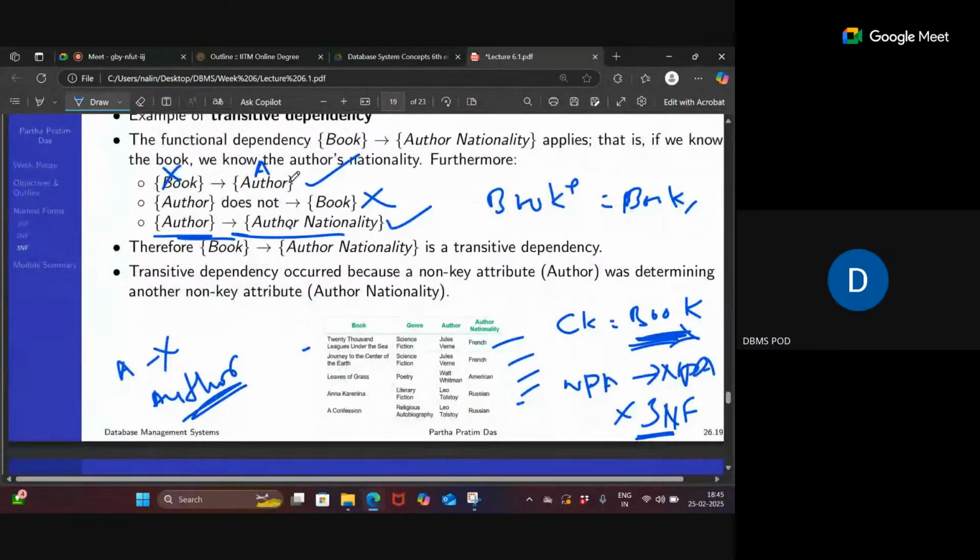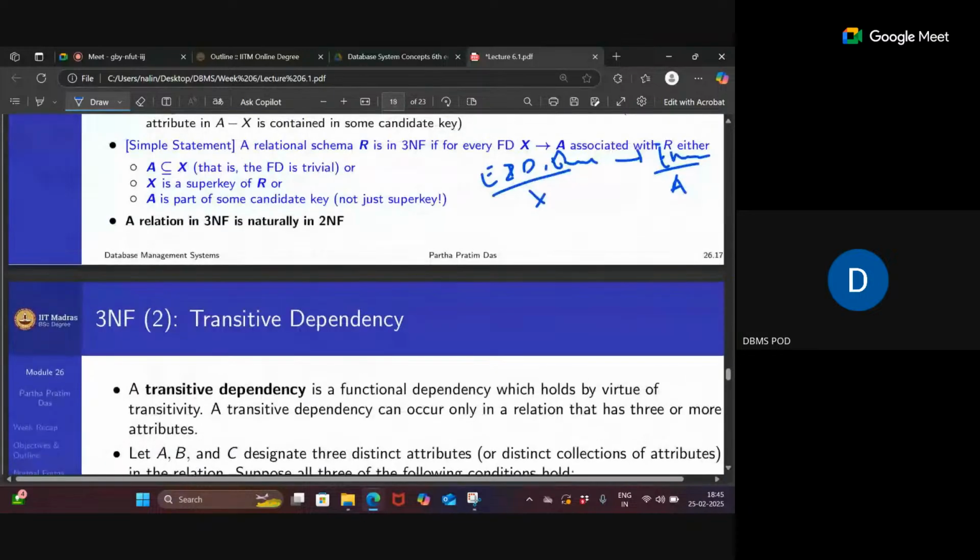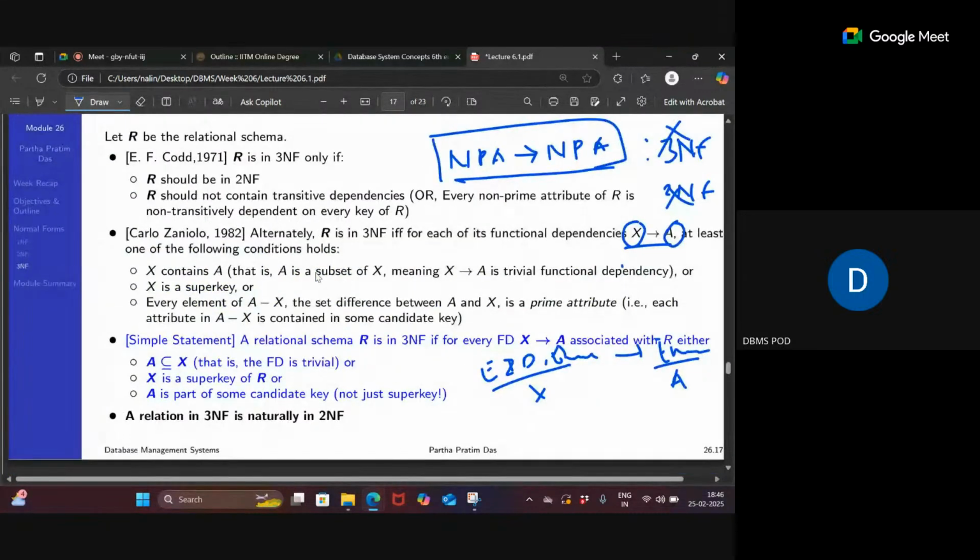In the other way also you can check. You can check whether we have a non-prime attribute determining a non-prime attribute, or we can just take A minus X, do the set difference, and see whether the result is part of the candidate key. If it is not part of the candidate key, then we can say the relation is not in 3NF. A relation which is in 3NF is naturally in 2NF. Everyone understood these conditions, no?